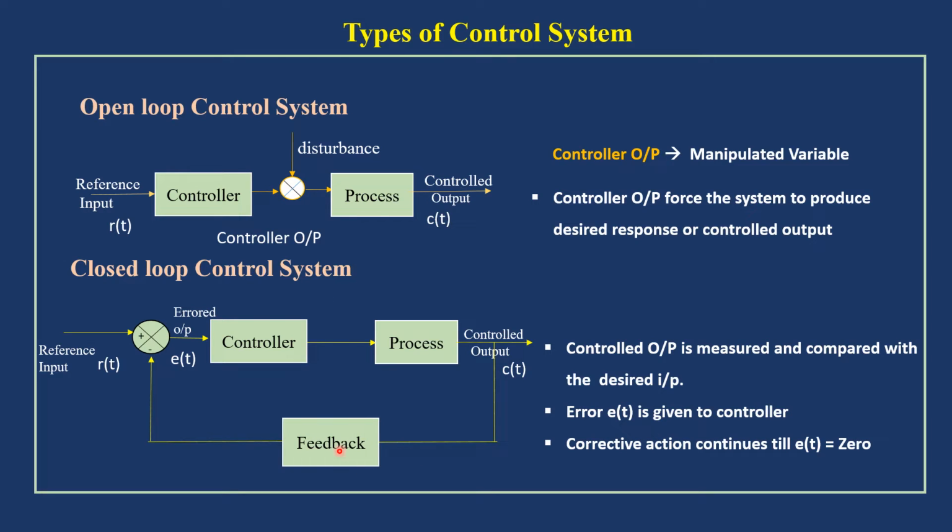This feedback element measures the output and it will be fed back to the comparator, and if there is any deviation, that deviation will be given as input to the controller. The control element makes the corrective action to produce the desired response. This is the difference between open loop and closed loop control system.